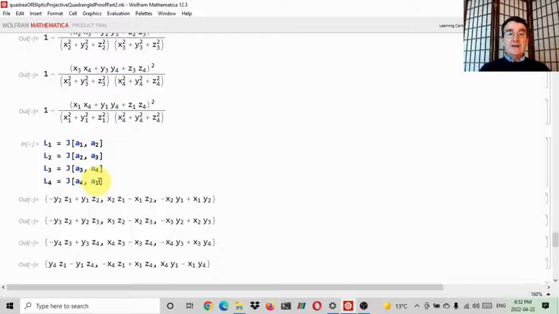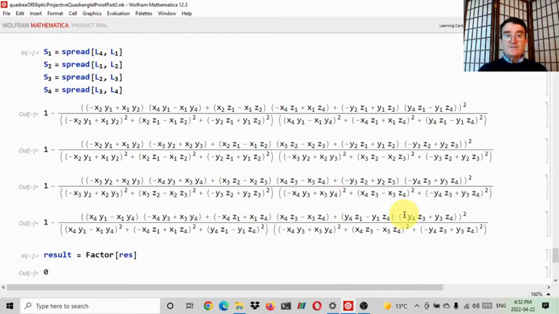Next, we're going to compute the spreads. S1 is the spread between lines L4 and L1. S2 is the spread between L1 and L2. S3 is the spread between L2 and L3, and S4 is the spread between lines L3 and L4. And so this is S1. This is S2. S2 is given here. This is S3, and this is S4 in terms of x, y, and z.